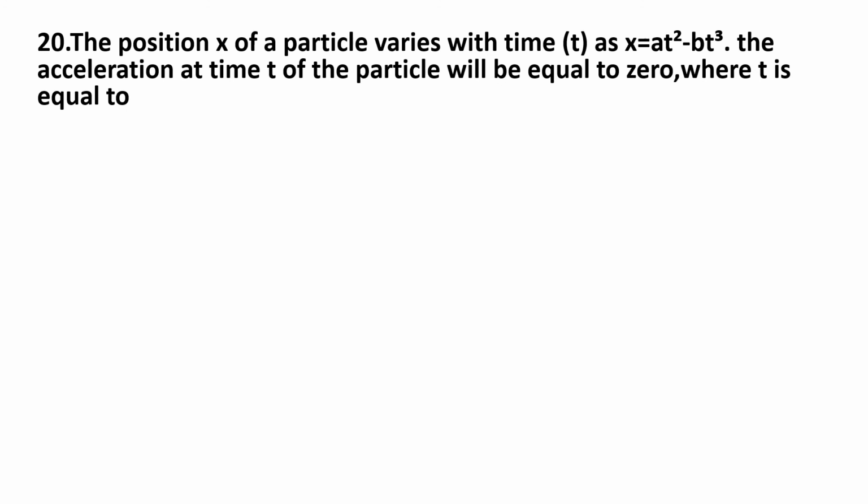20th question. The position x of a particle varies with time as x is equal to at square minus bt cube. The acceleration at time t of the particle will be equal to 0, where t is equal to, options are A 2a by 3b, option B a by b, option C a by 3b, option D 0.